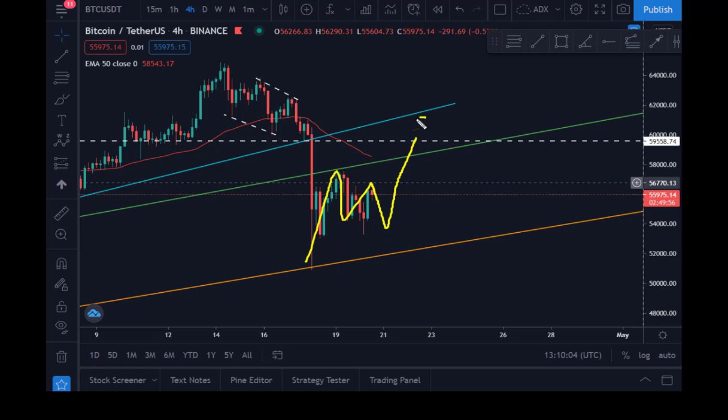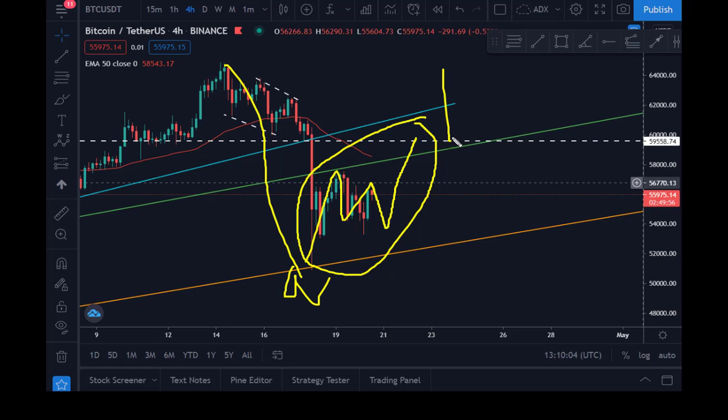All right, so if this happens this way, probably that will be a completion of the next A, making this B. Then we are coming down for C, guys. So that is what we might be expecting from Bitcoin in the next few days. This is the 4 hours in the next few days from now. So just bear that in mind, that market does not move in a straight line.